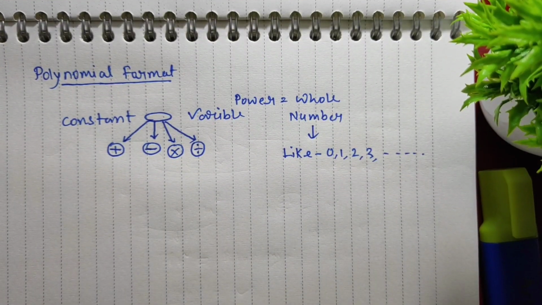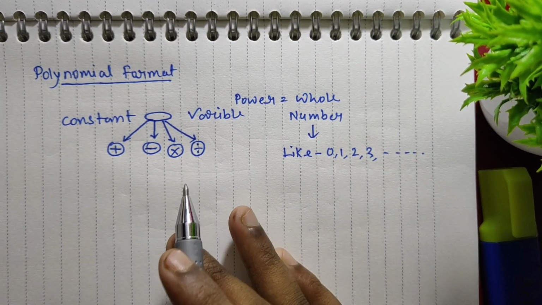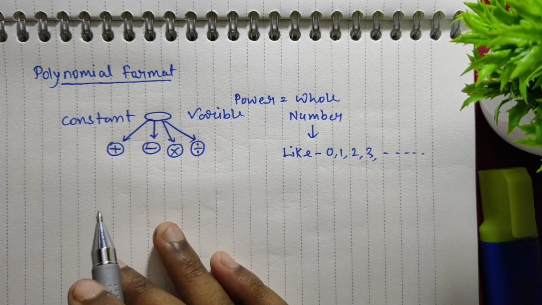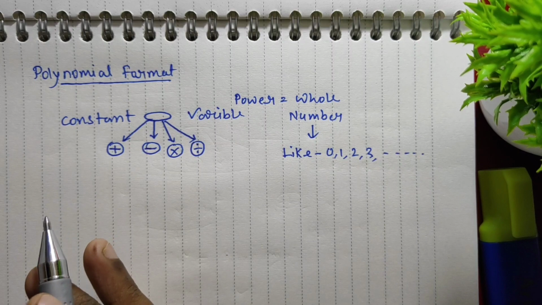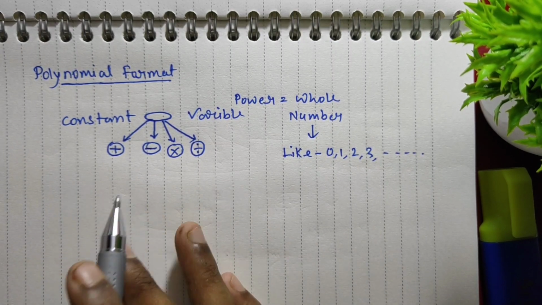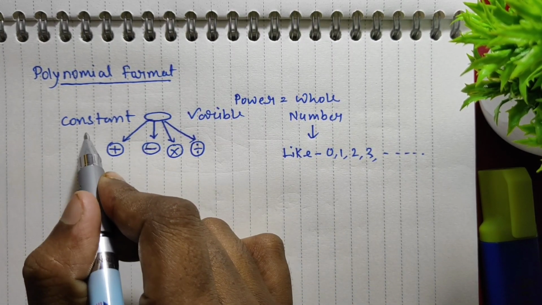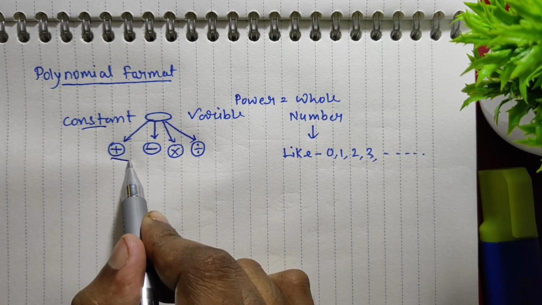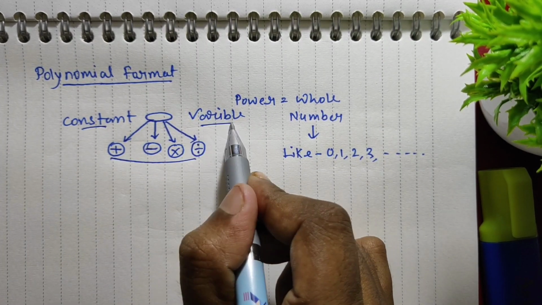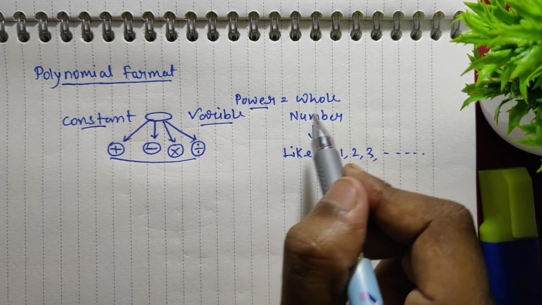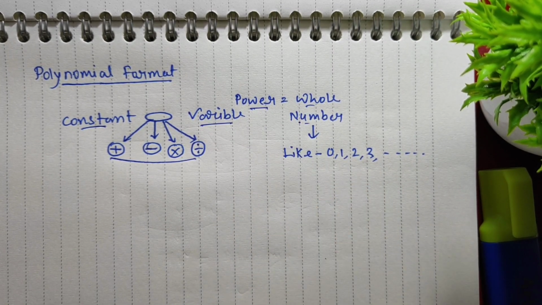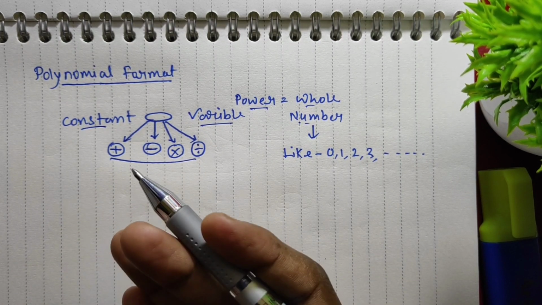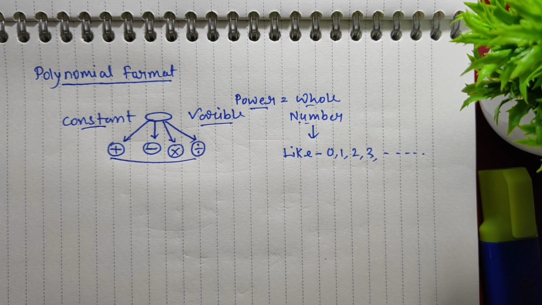Now before we proceed to solve polynomial questions, let's have a small introduction to polynomial. Now what is polynomial? Basically, polynomial is the combination of four things, and these are constant, mathematical operations, variable, and its power as a whole number. Remember, the power must be a whole number.